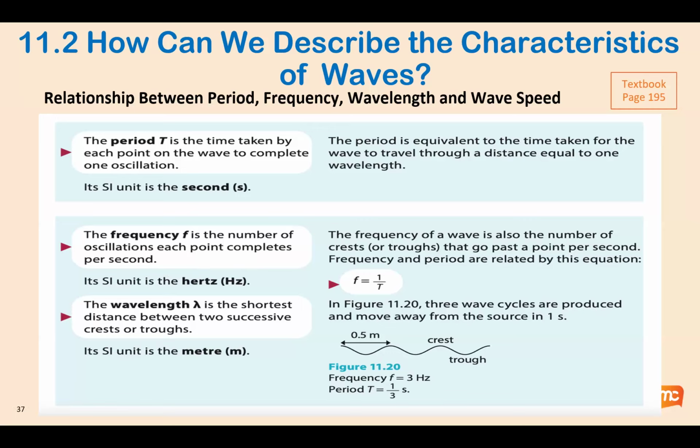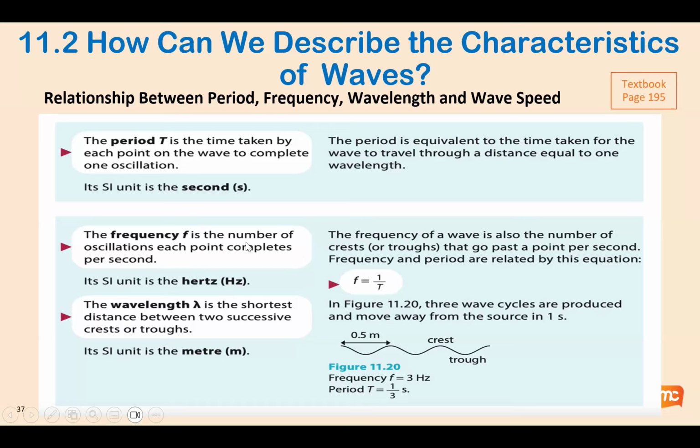Sometimes the question can be in terms of wording. They will tell you, how many crests or how many troughs have passed through that point per second. The SI unit is hertz, capital H, small z, hertz. So how do I get the frequency? There is a formula. Frequency is 1 over period. Period is big T. Frequency is small f.